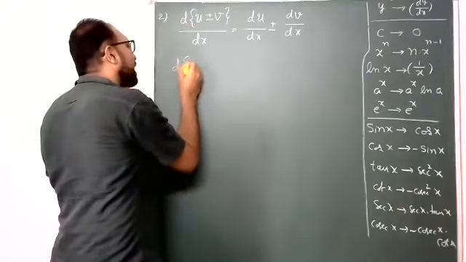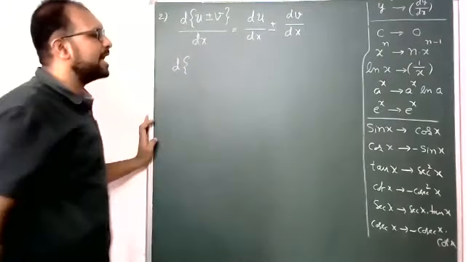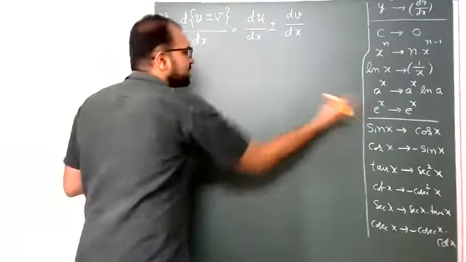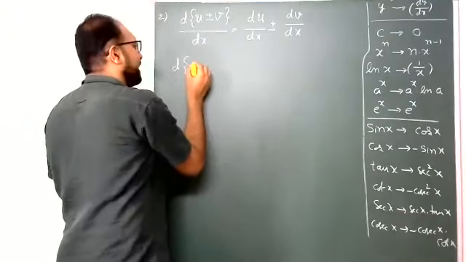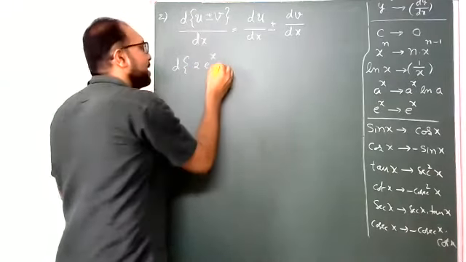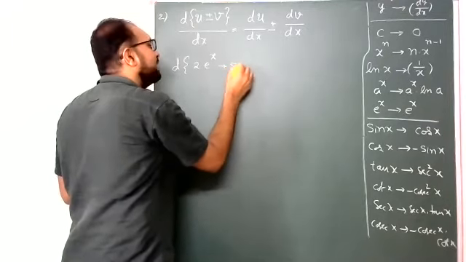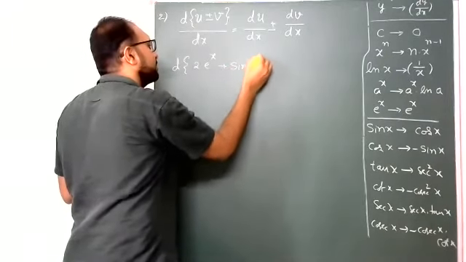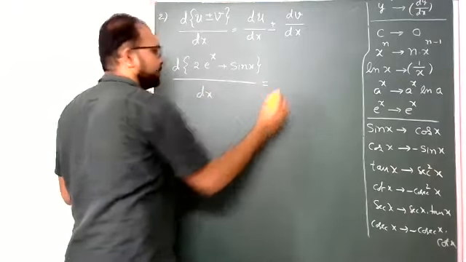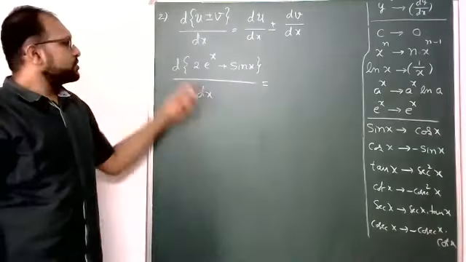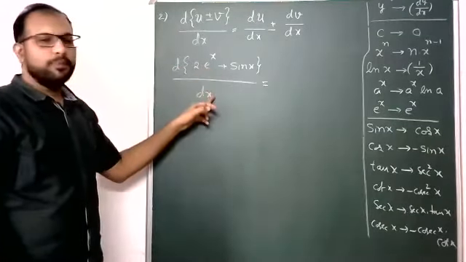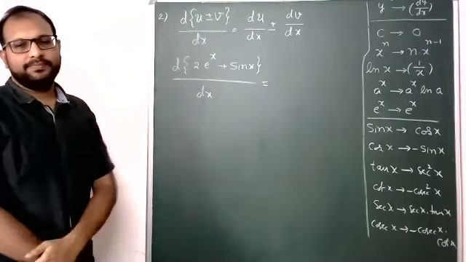Yes, now I am finding the derivative of some function combinations. Suppose, students, the function is 2 e to the power of x plus sin x, with respect to x. This is the given function, and we need to find its slope, meaning its derivative.